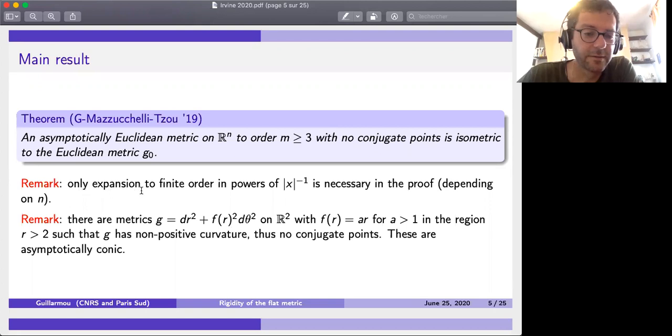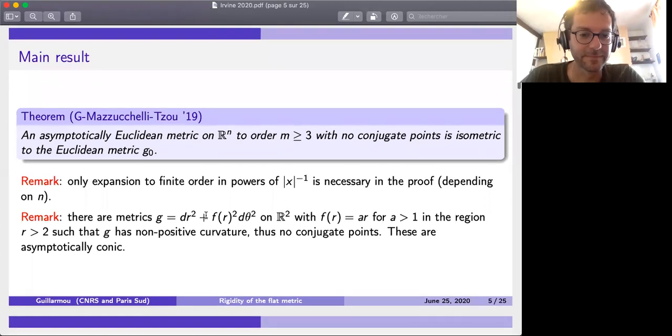As a remark, for the result we just need a finite expansion in powers of x to the -1, and the number of powers we need depends on the dimension, basically. Another remark is that m here is bigger or equal to 3, so it's really a short range perturbation of Euclidean space. It's not so clear. We tried quite a bit to go down to m equal 1, but we couldn't figure it out. So it's an open question, if someone finds an idea how to improve it. I believe it should be true also with m equal 1.